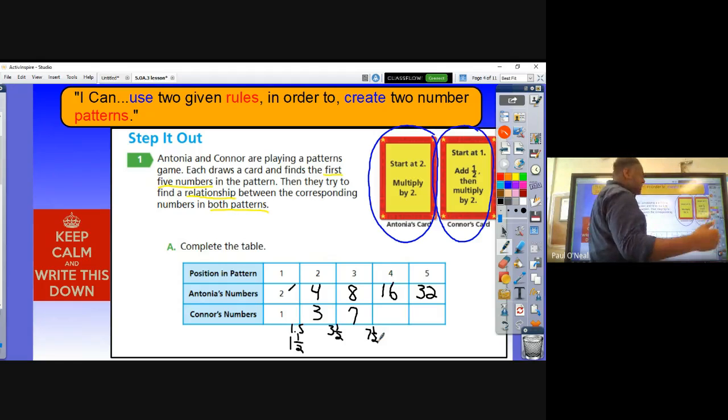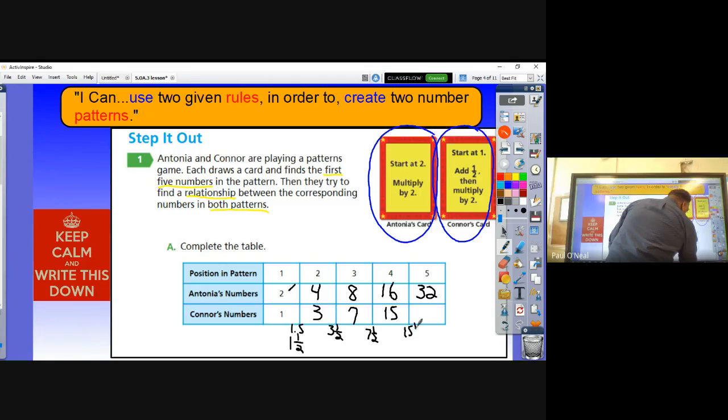7.5 times 2 is 15. Another way of saying that is 7.5 plus 7.5. 7 plus 7 is 14, plus 2 halves, which is 1 whole. We get 15, right? And then we continue the rule. So we have 15.5. We're going to add half to that. Multiply that times 2. We get 31, okay?